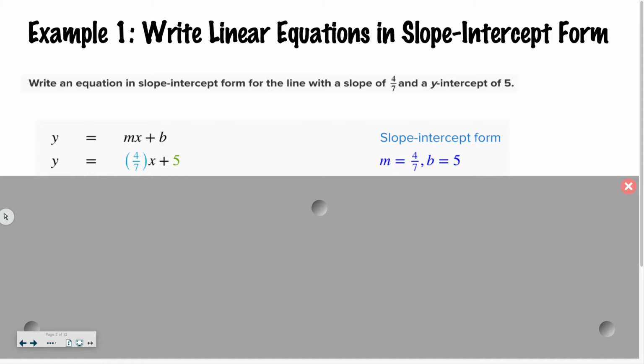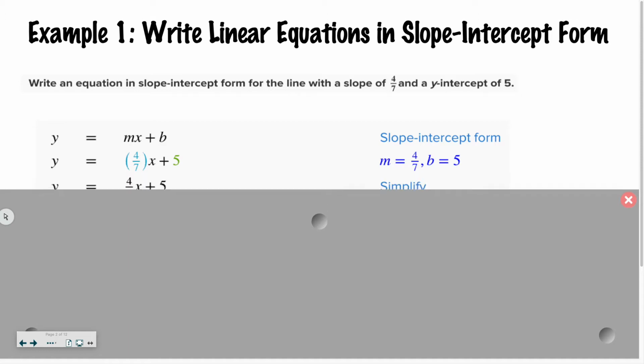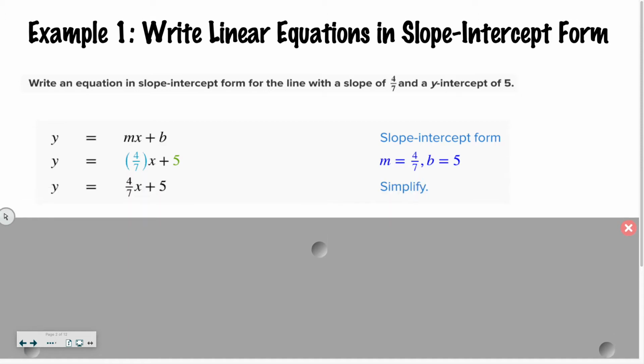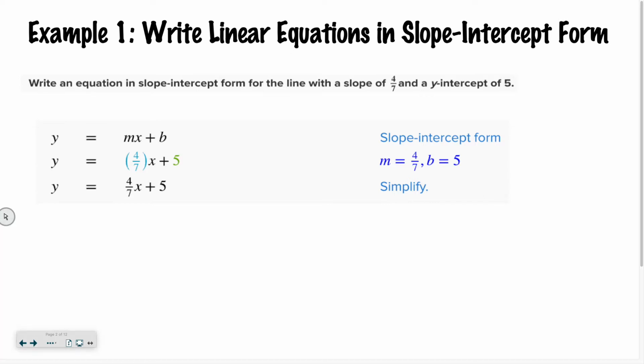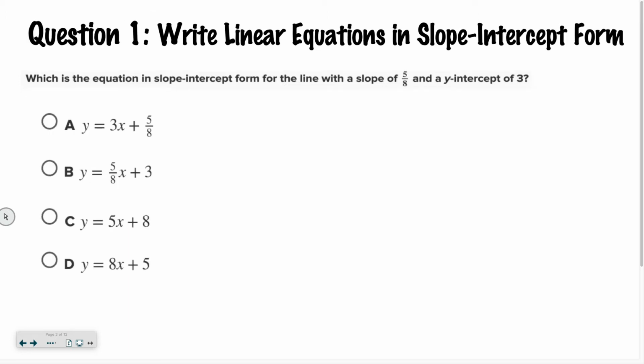So it would look something like this. Y equals 4/7 x plus 5. And then that's honestly it. That is how you would write that problem. So hopefully that doesn't seem too difficult. A common mistake I'll see people make is that they'll switch those two numbers around. So just be sure that you always remember m equals slope and b is your y-intercept.